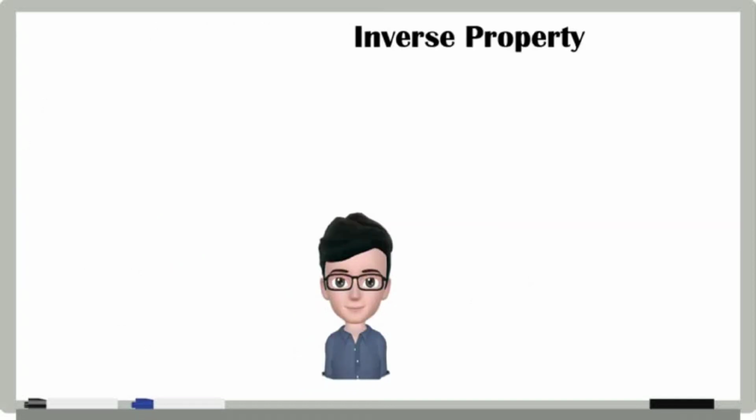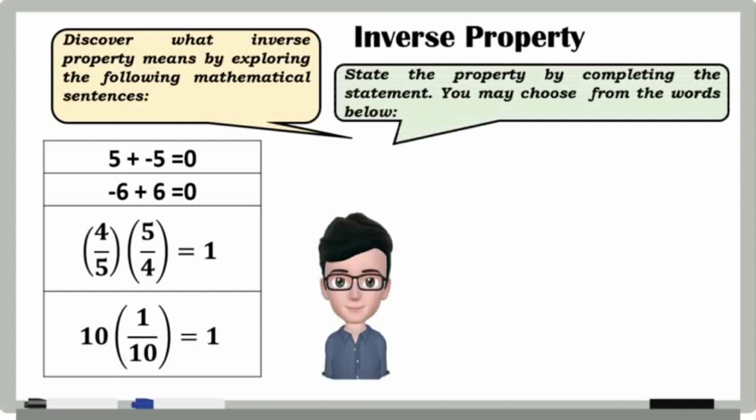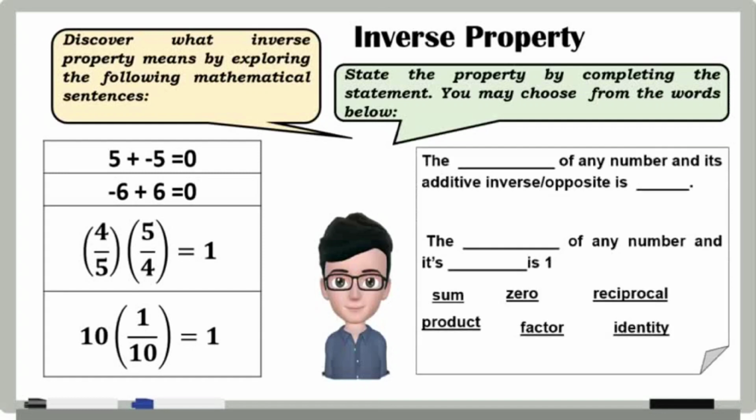Let's now have the next property, inverse property. Given the following, I want you to explore and discover ano ba ang ibig sabihin ng inverse property. 5 plus negative 5 is equal to 0. Negative 6 plus 6 is equal to 0. 4 fifths times 5 fourths is equal to 1. And 10 times 1/10 is equal to 1. I want you to state inverse property by completing the statement. You may choose from the words below.